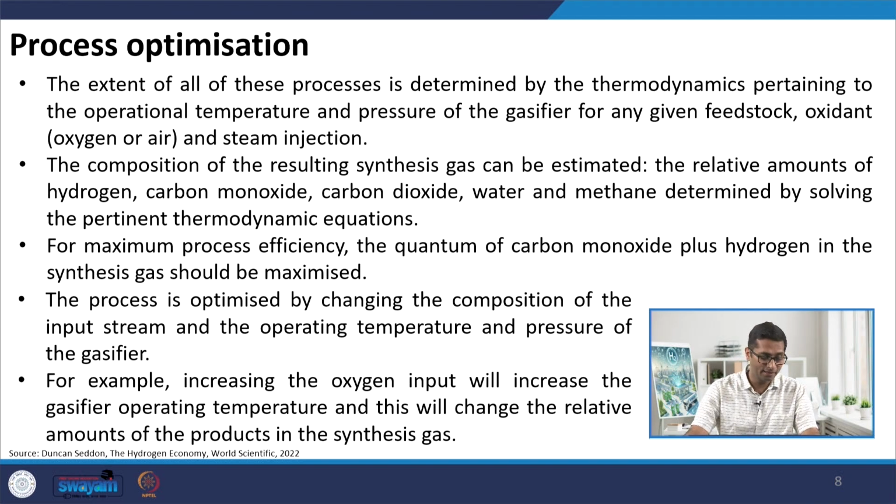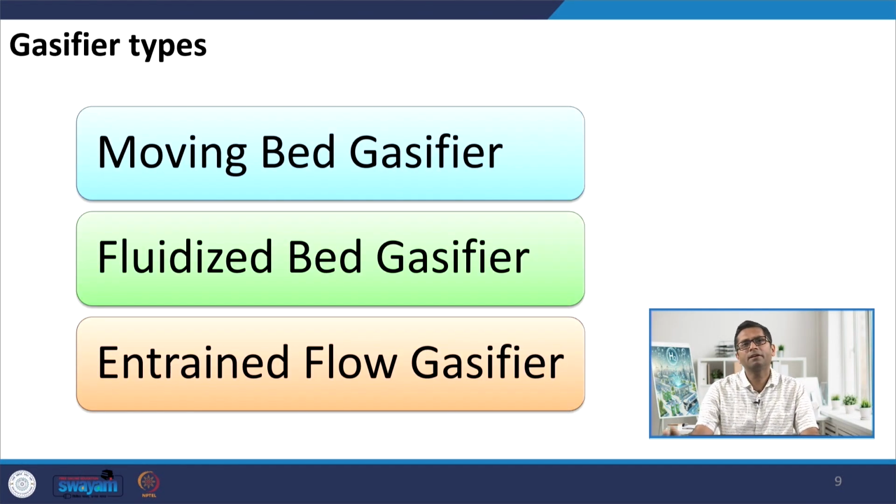Now there are different kinds of gasifiers that are available in practice, but majorly they can be divided into three major categories: moving bed, fluidized bed, and entrained flow gasifiers. So let us try to understand what these three types of gasifiers are.